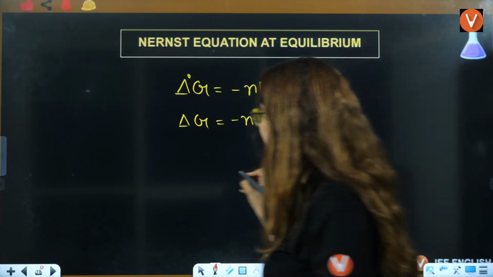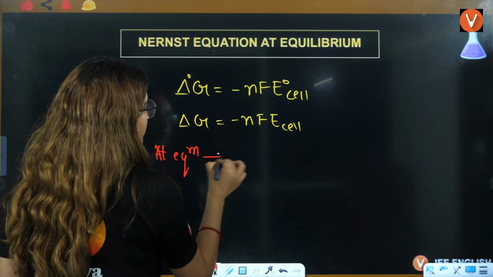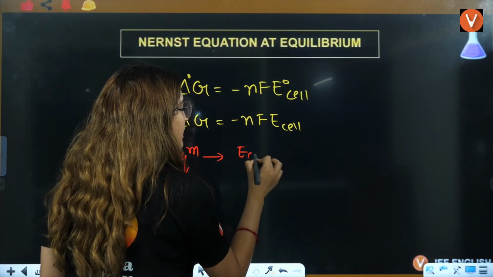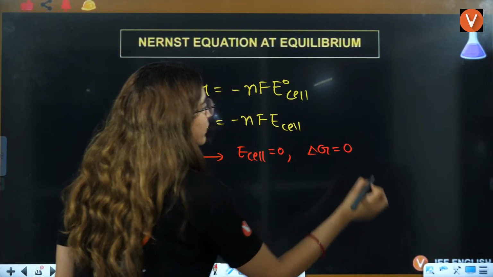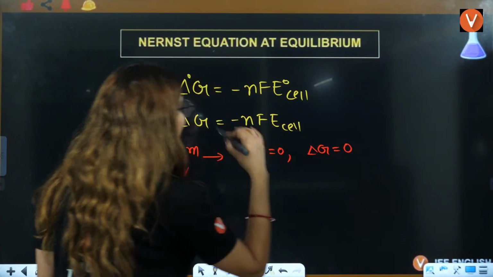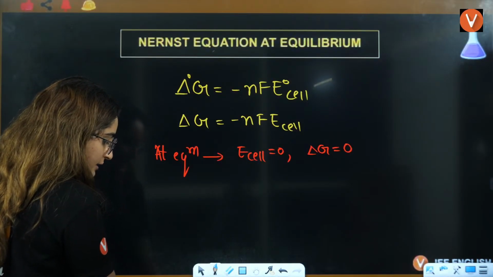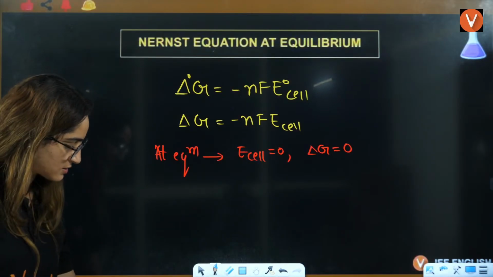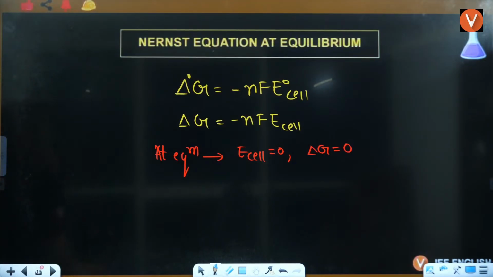Now at equilibrium we know that E cell equals 0. That means delta G will also be equal to 0. So can I say that at equilibrium, if these two things are equal to 0, then there is a relation. Guys, give me a second. Getting some call. Just give me a second.